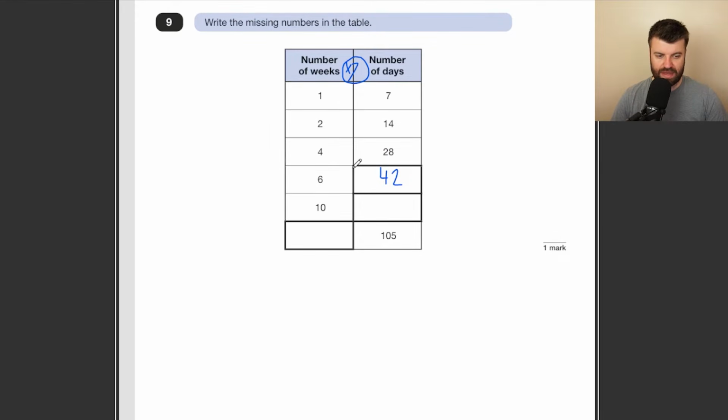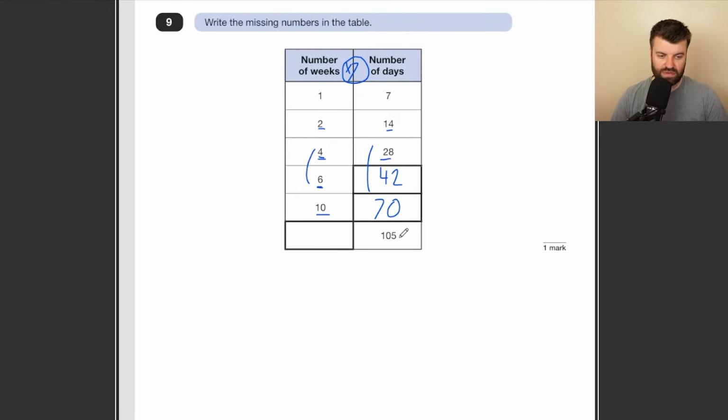Do you know what's great about this? What's really interesting? 2 plus 4 is 6. So you can just do 14 plus 28 if you weren't sure in your times tables. Again, 10. Well, once you've worked this out, 4 plus 6 is 10. So you can do 28 plus 42. But you know what? I'm pretty sure you know your 10 times tables.